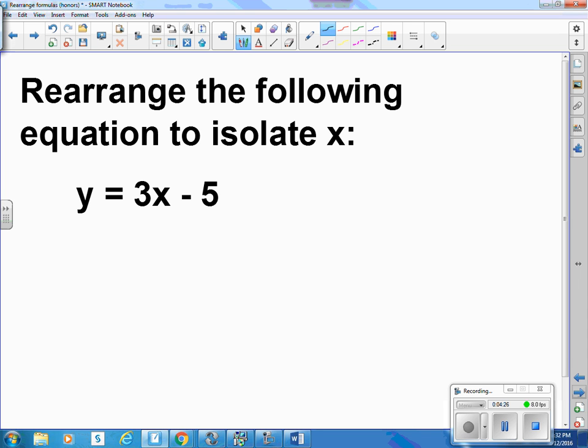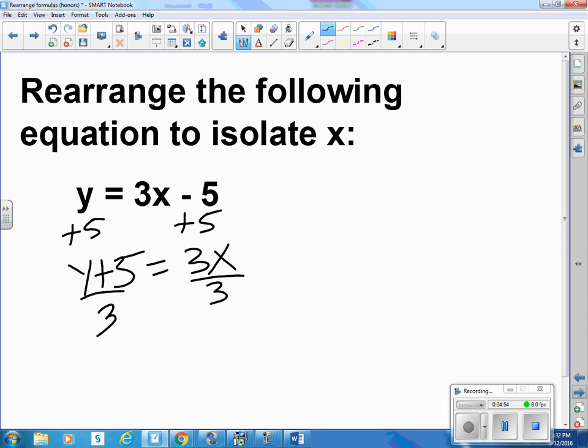Well, here's an equation that we're familiar with, slope-intercept form of a linear equation. But let's say we want to isolate for x. I want the x all by itself. So I'm going to get rid of the minus 5 by adding 5. So y plus 5 is equal to 3x. The opposite of multiply by 3 is divide by 3. So x is equal to y plus 5 divided by 3.